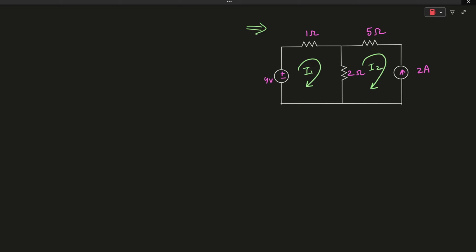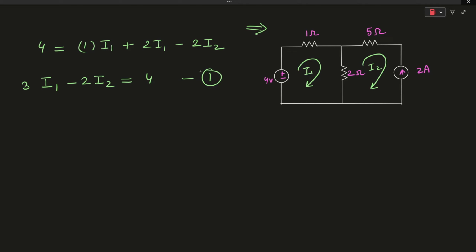On applying KVL and Ohm's law, 4 volts will be equal to 1 into I1 plus 2 into I1 minus 2 into I2. The reason for the negative sign is because the I1 and I2 currents are flowing in the opposite direction. It means that 3I1 minus 2I2 will be equal to 4 volts. So this will be your first equation.